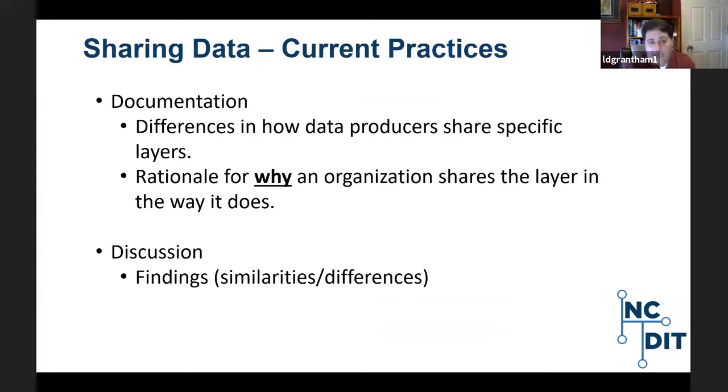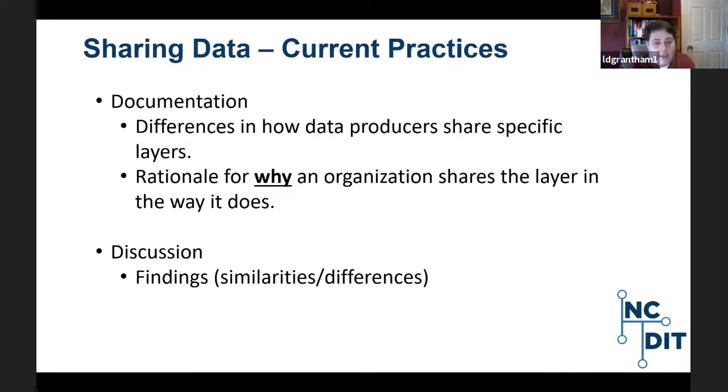So the documentation that we did there was to take, again, each one of those data layers, put it into its bucket or its category, if you will, and then document how data producers share that, and the rationale for why an organization shares a particular layer and doesn't share another layer. What kind of things are referenced there? Is it a Homeland Security kind of directive that is stopping them from sharing it? Or is there something else that is interrupting that?